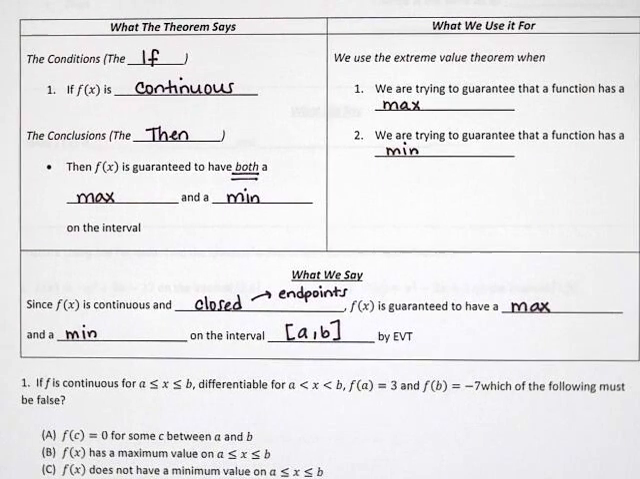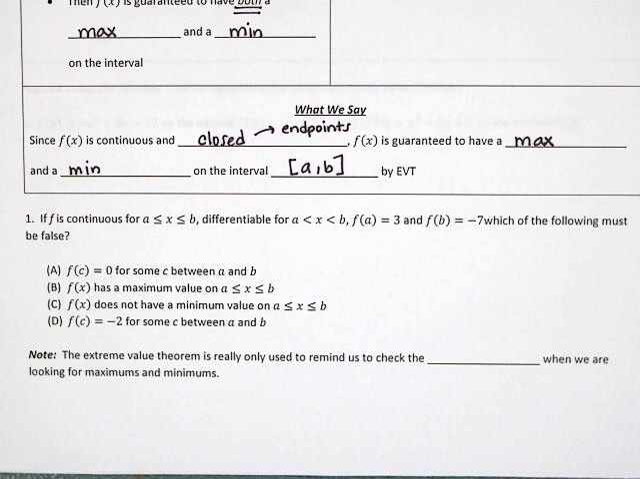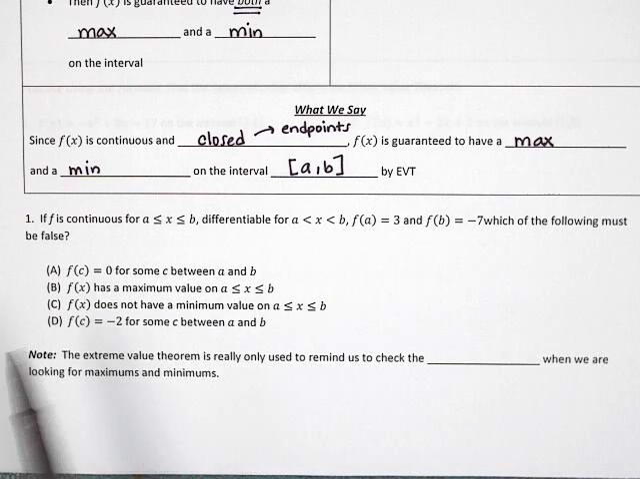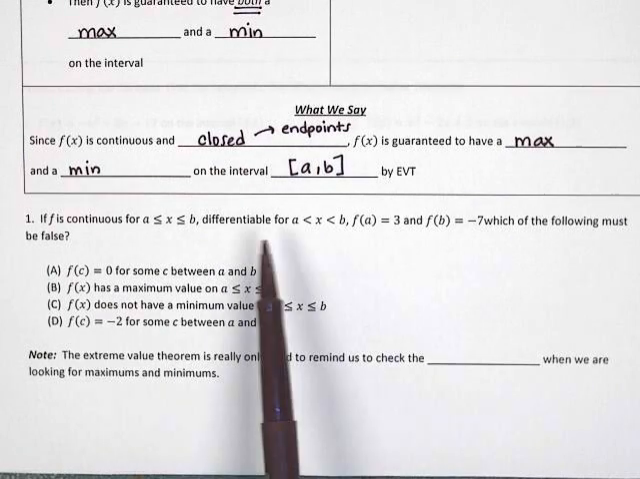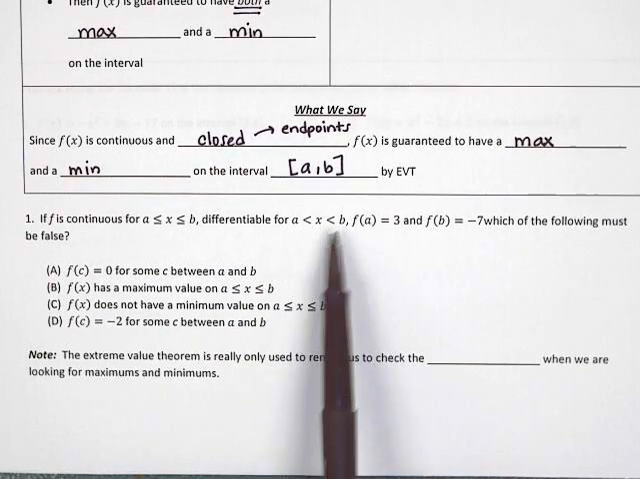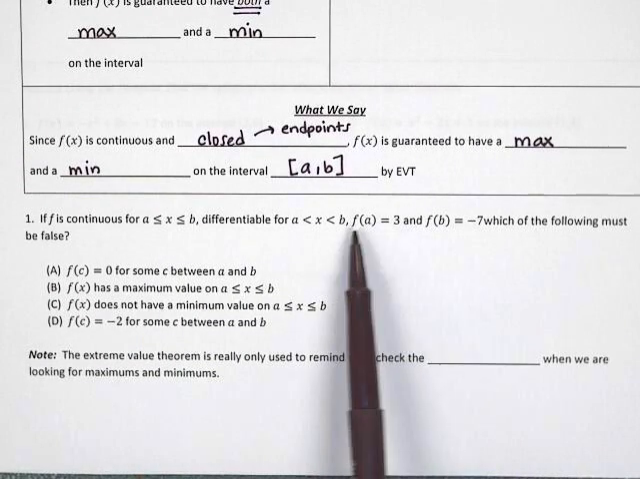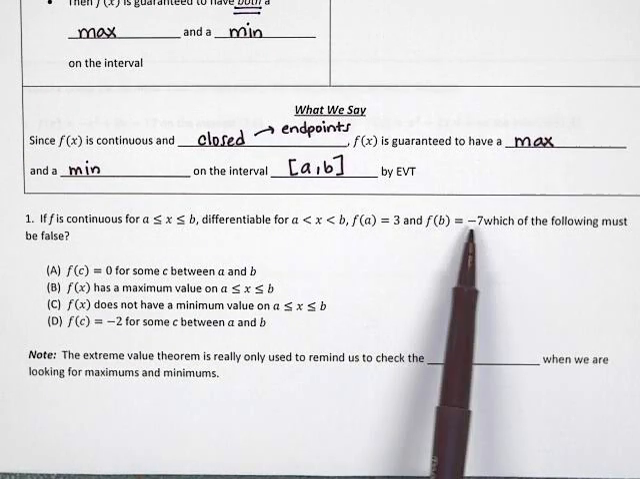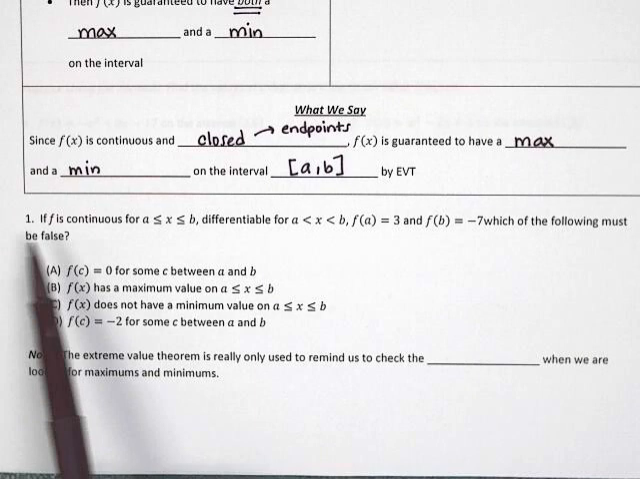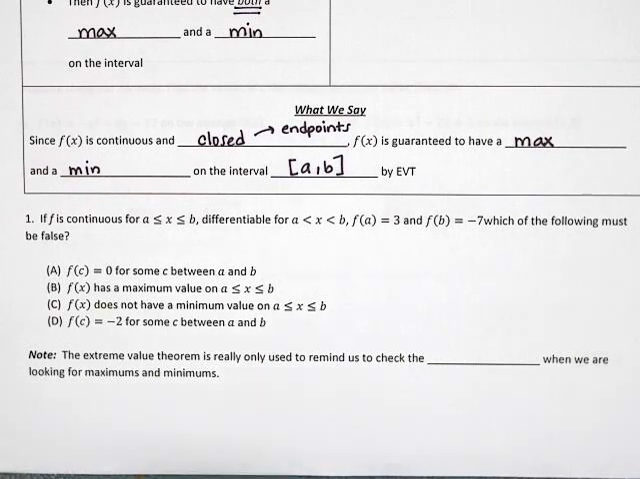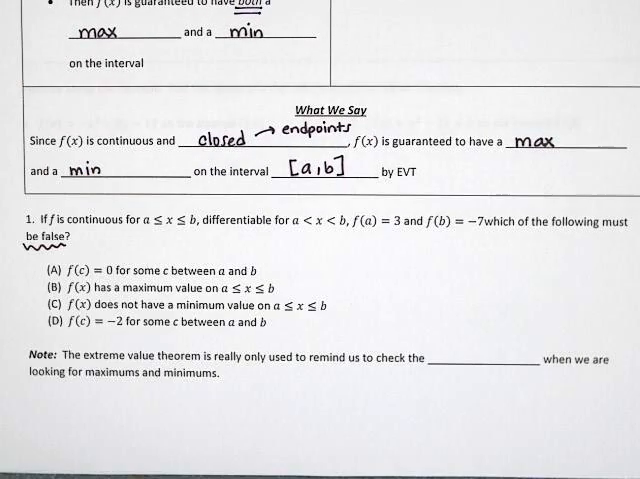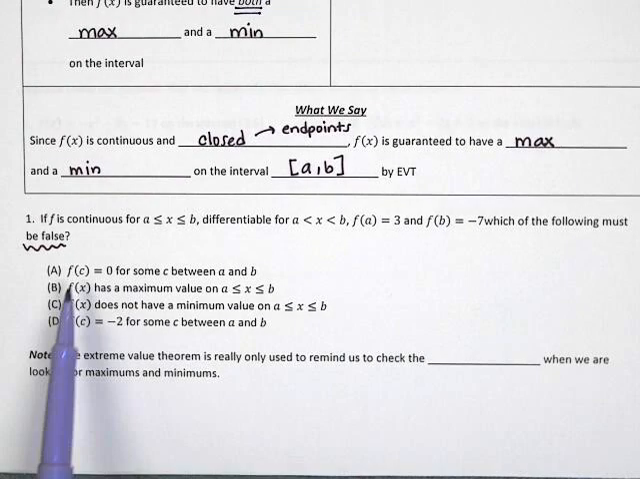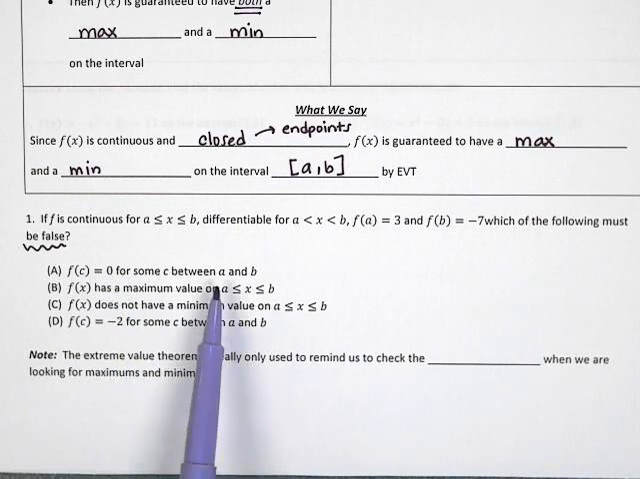So let's take a look at number 1. This is literally the only AP test question that I could find that just used the extreme value theorem. It doesn't come up that often. If f is continuous for [a, b], differentiable for (a, b), and you'll notice this one's open and this one's closed, f of a equals 3 and f of b equals -7, which of the following must be false? Well, if we're trying to figure out which one must be false, it's easier to figure out which ones are true. So, can we guarantee that f of c has to equal 0 between a and b?